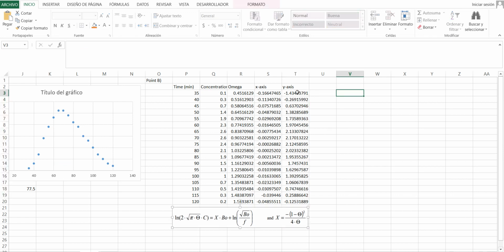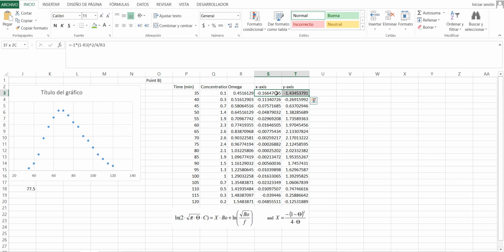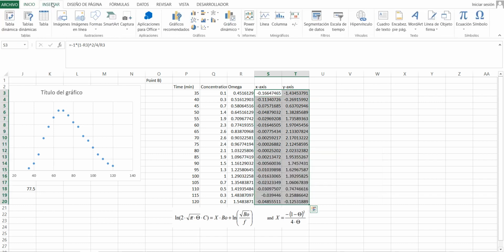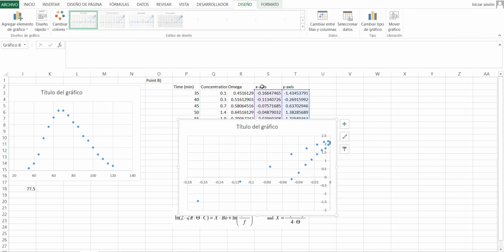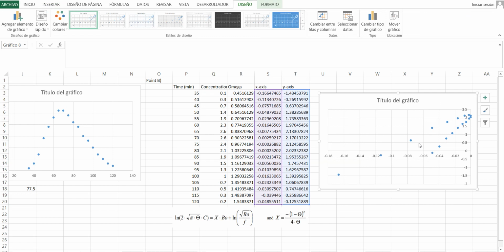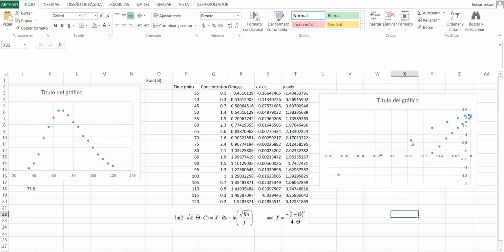Fairly simple. We just take the x and y values and plot them in a scatter diagram. So here we have our diagram. To extract the data that we need, let's add a trendline.